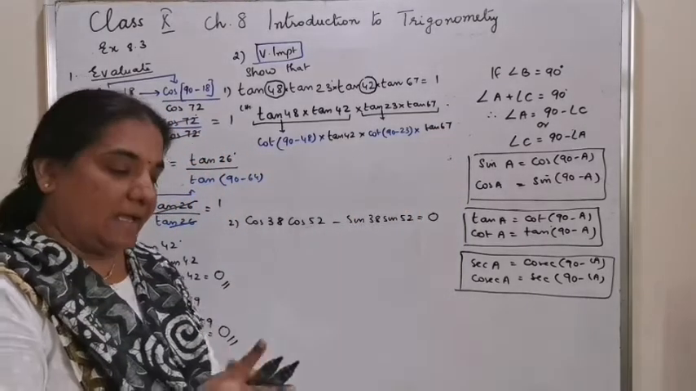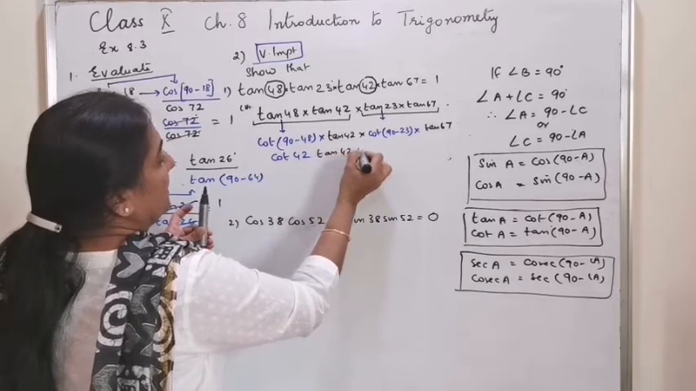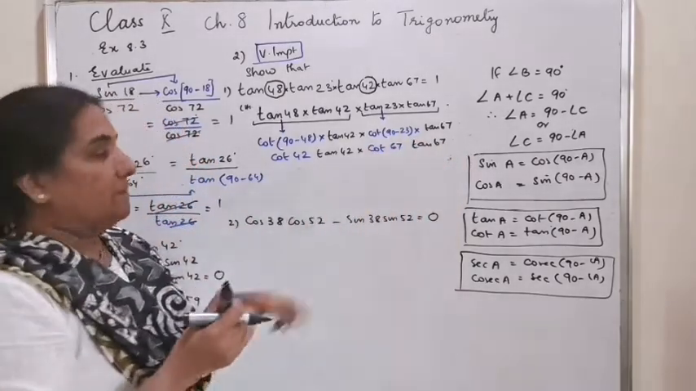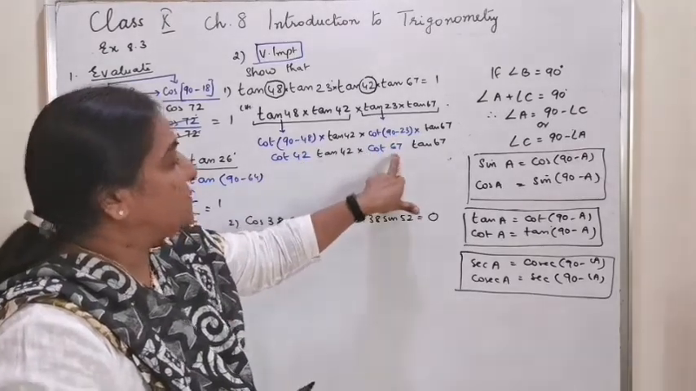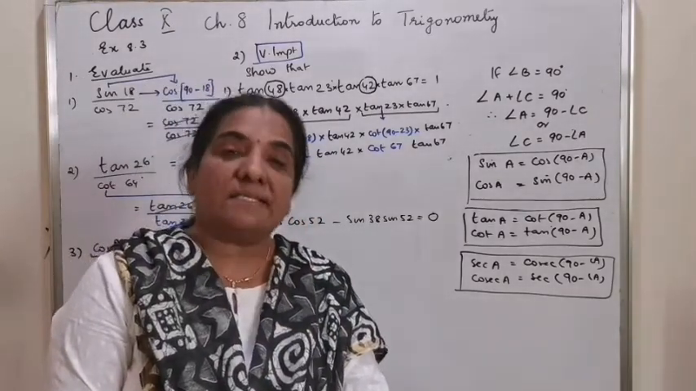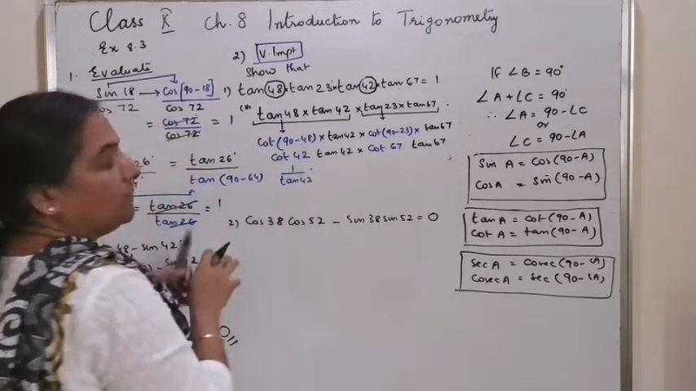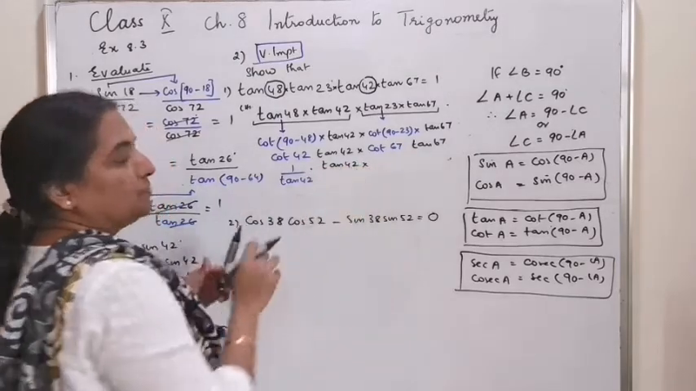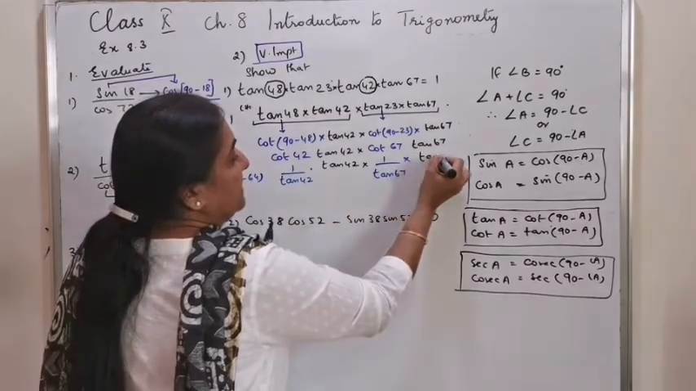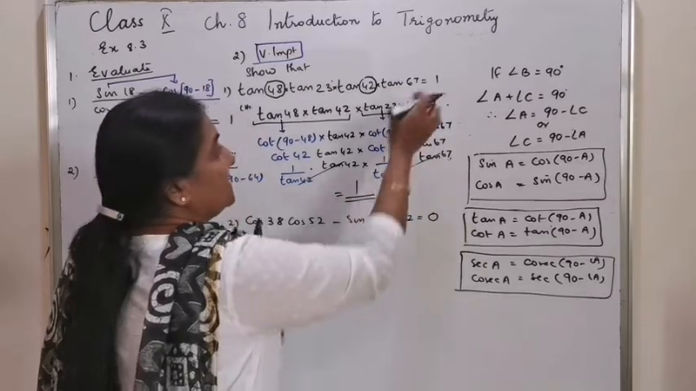That is the second step. And the answer you can write as cot 42 tan 42 into cot 67 tan 67, because 90 minus 48 is 42 and 90 minus 23 is 67. Now, how are the ratios tan and cot related? They are reciprocals. So immediately you can write cot 42 as 1 by tan 42, into tan 42 remaining as such, into cot 67 as the reciprocal 1 by tan 67, into tan 67. Tan 42 and tan 42 get cancelled, tan 67 and tan 67 get cancelled, and the final answer is 1.